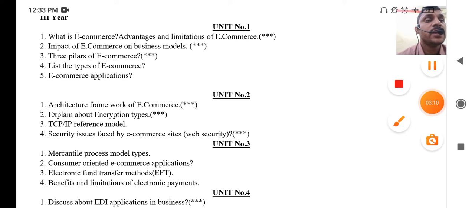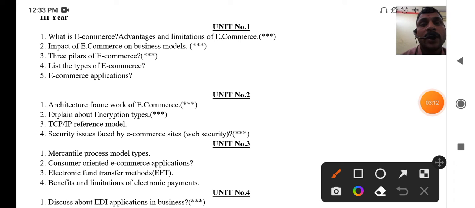Now when it comes to unit 3, the important questions are mercantile process model types. Here two models are there: one is mercantile model for consumer perspective and the other is mercantile process model for merchant perspective. These are the two models you have to explain. Compulsorily, one question you'll get in the final exam from these two models.